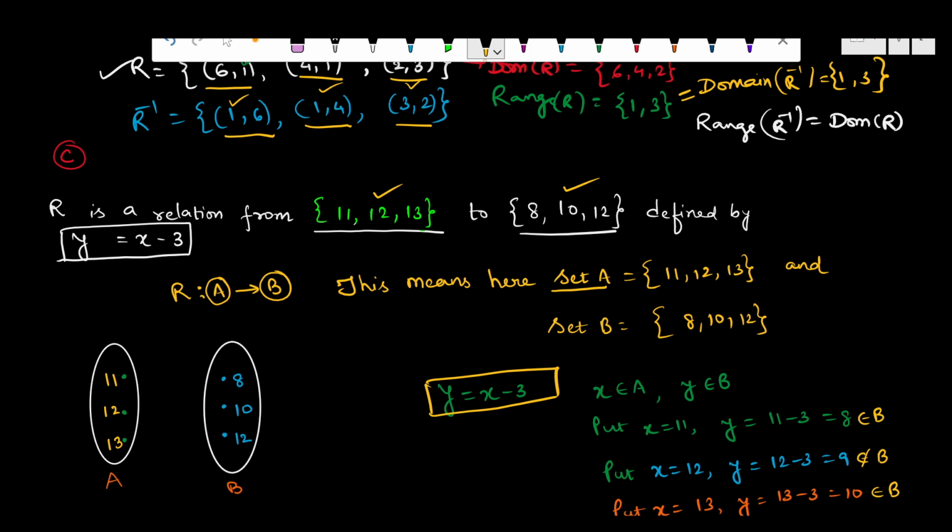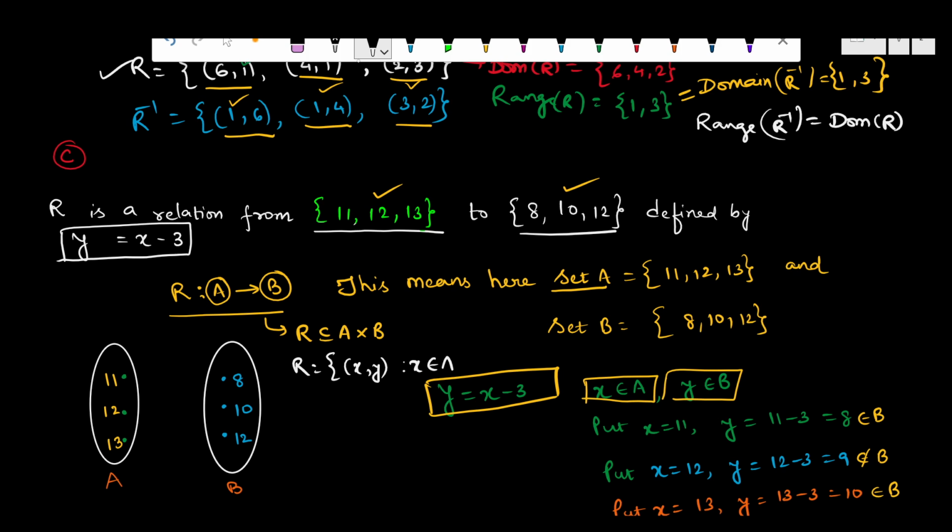So x will belong to A and y will belong to B. As R is a relation from A to B, this means that R is a subset of A cross B. Meaning if R contains the ordered pair of the form (x, y), then this x will belong to A and this y will belong to B, and this satisfies the y equals x minus 3 condition, right?